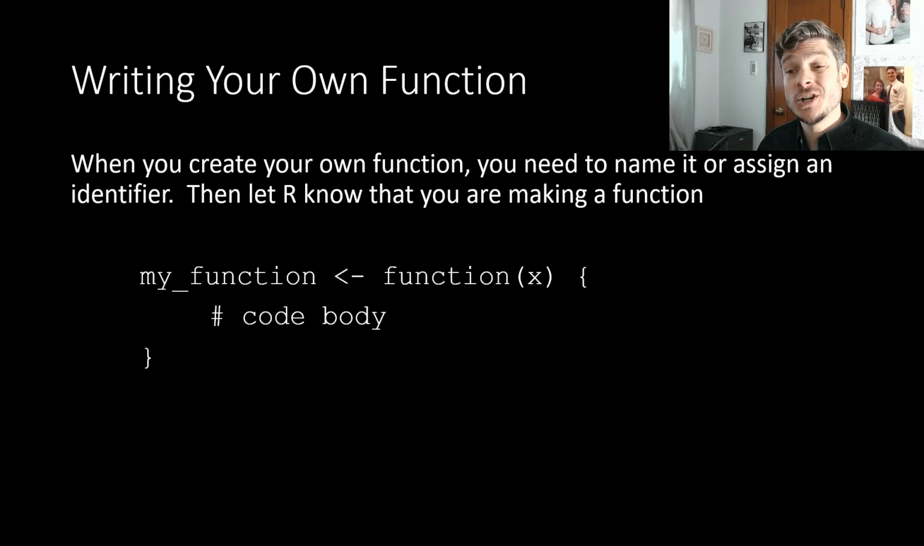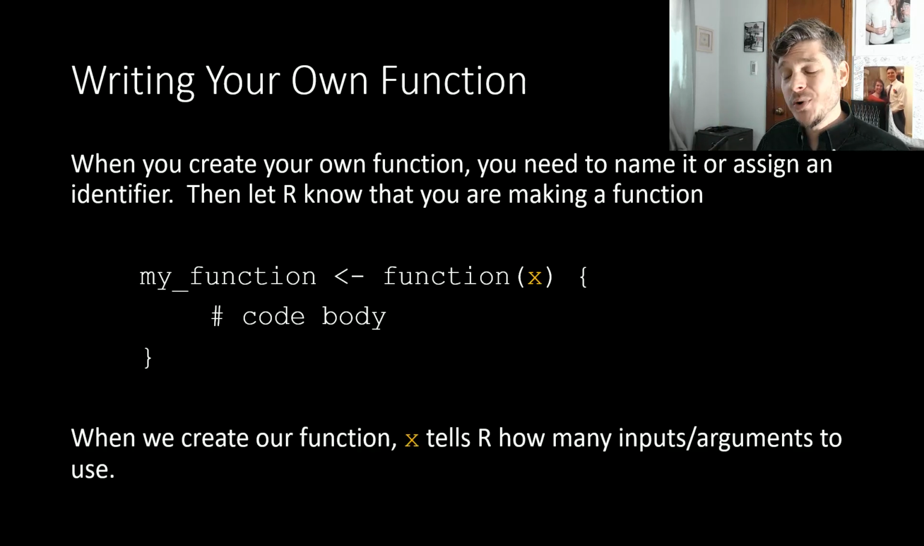So function means we're going to create a function. And the format is very similar to our other control flow ideas, where it's function and then we have x in parentheses. So when we create our function, x is telling R what our inputs, or what our arguments, are going to be. So in this case, if I write my code like this and I just say function x, it means there's only going to be one input. There's only one input or one argument that goes into this function. There's only one argument that we need to supply to be able to run the code.